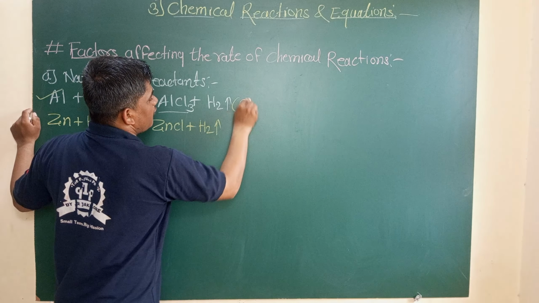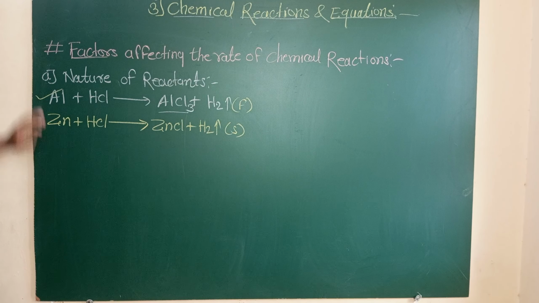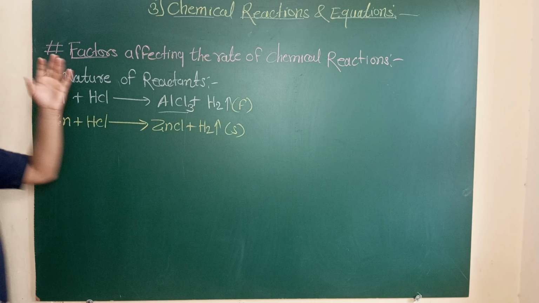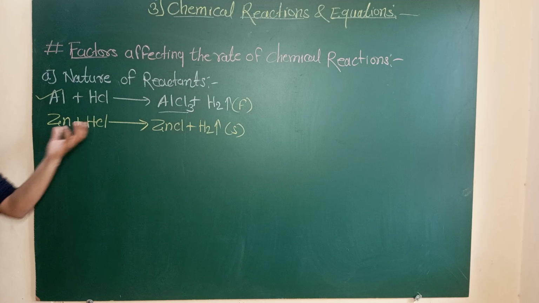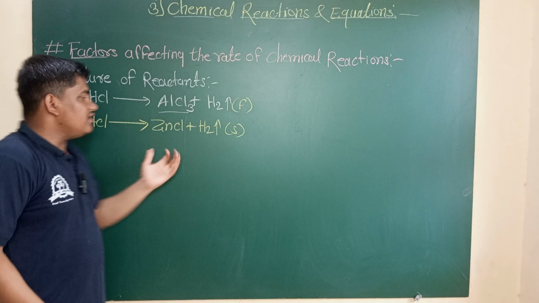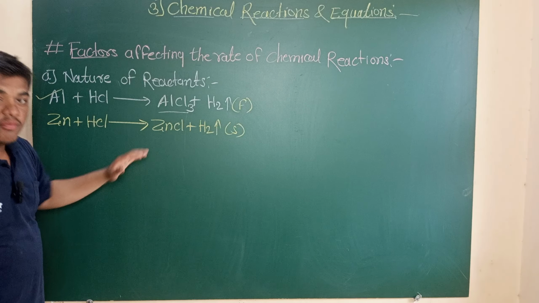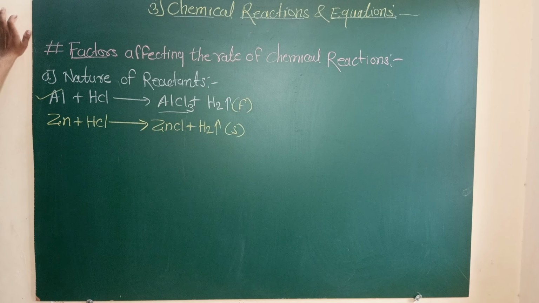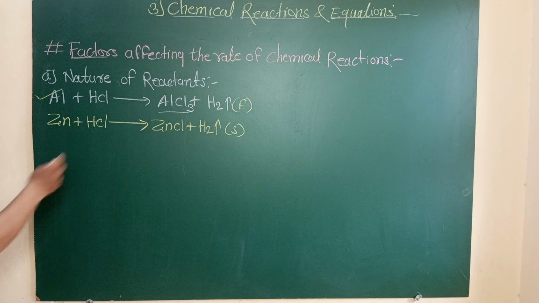F is for fast and S is for slow. That means the rate of chemical reaction of aluminium when it reacts with hydrochloric acid is more. The rate of chemical reaction when zinc reacts with hydrochloric acid is less. That means the rate of chemical reaction also depends on the nature of reactants.